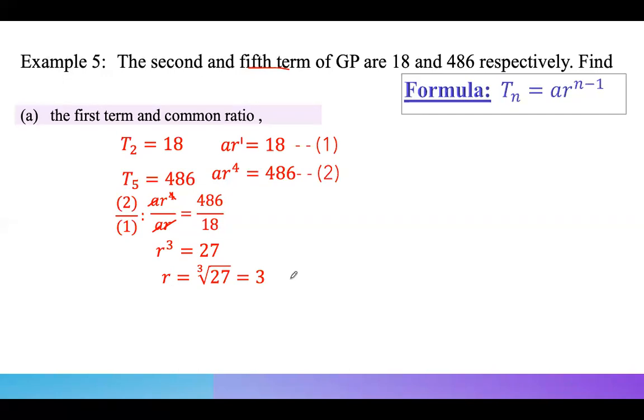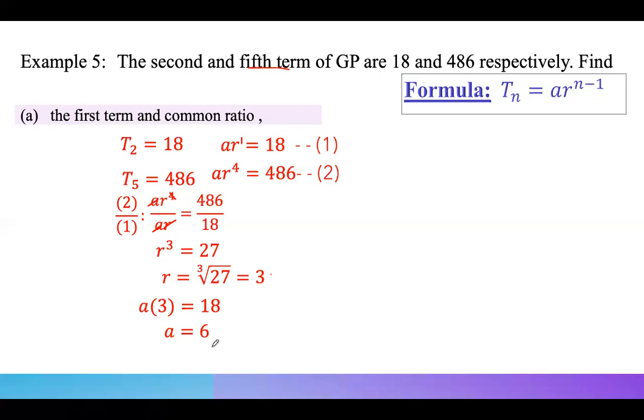If you use the calculator, just press shift x to the power 3, 27 equal, then you get the answer 3. So now we already have our R, which is 3, then we have to substitute into the first or second equation. So just substitute in the first equation. A times 3 equals to 18. Then you get A equals to 6.